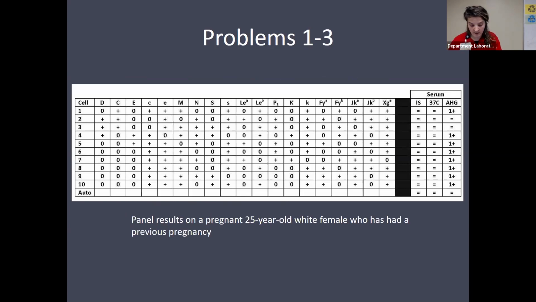All right, so here's your next panel. This is case number 2. You have a pregnant 25-year-old female. She has had a previous pregnancy. And your reactions here. So if you do your ruling out, you see that we still have possible big E, little c, and Kale that are not ruled out.